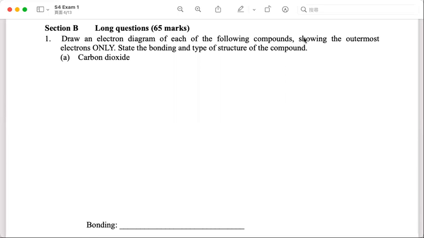This is 2018/19 exam 1, form 4, answer. So it is section B.